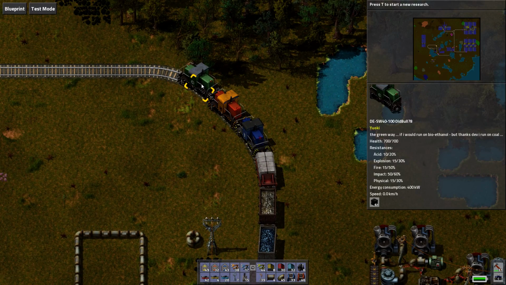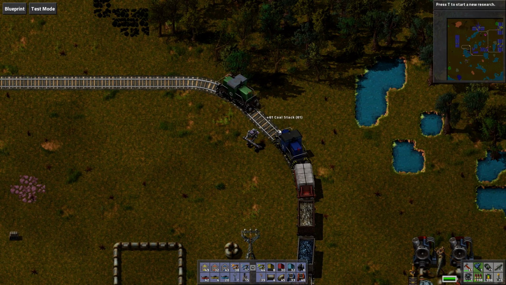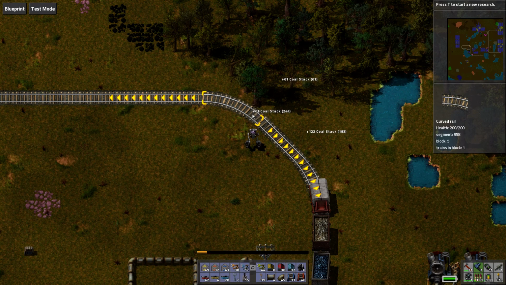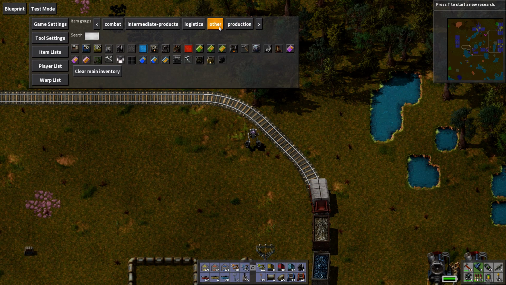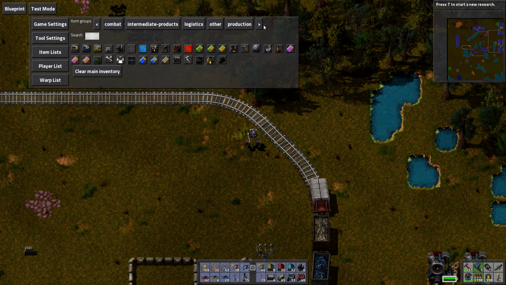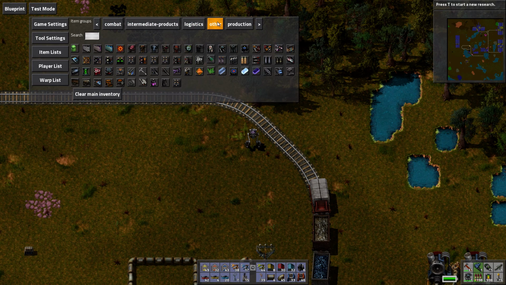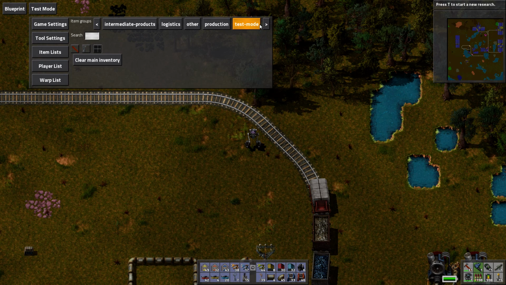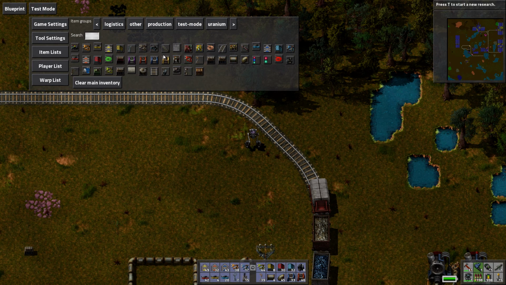Alright, so let's look at this. Let's compare the speed. I'm gonna take these out. Alright, let's put in some diesel locomotives. Forget what they are. They're not on the other, are they? No. Should be in the production. Logistic. Oh, the logistic. Duh.